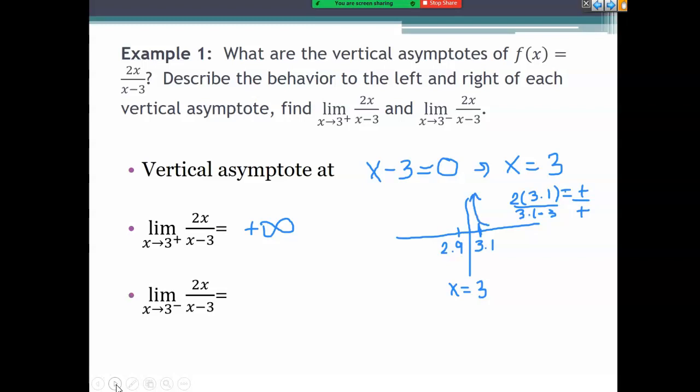If you plug in 2.9, 2 times 2.9 is positive. 2.9 minus 3 is negative. So a positive divided by a negative is a negative. So that means that part of the graph is going to negative infinity.